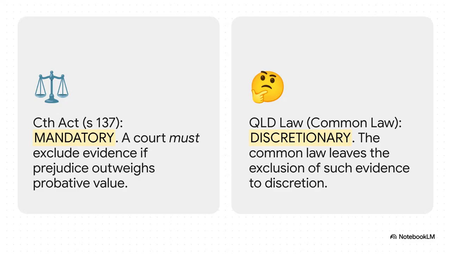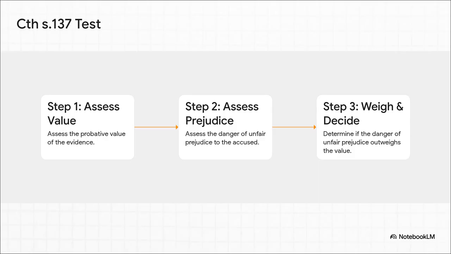Under the Commonwealth Act Section 137, the key word is mandatory. The judge has no choice. If the prejudicial danger outweighs the evidence's value, it is out. End of story. In Queensland, it's discretionary. The judge can exclude it, but they don't have to. It's their call.